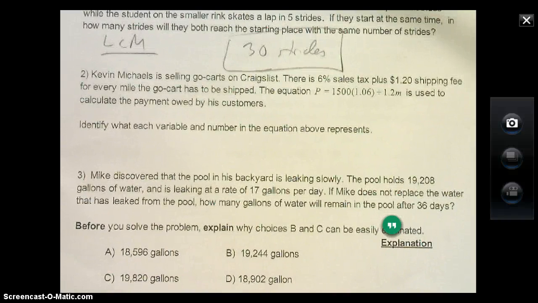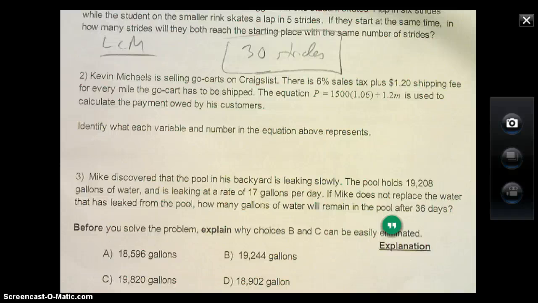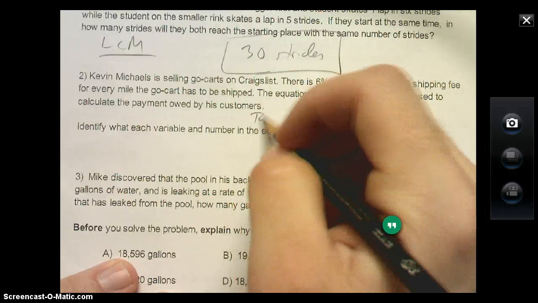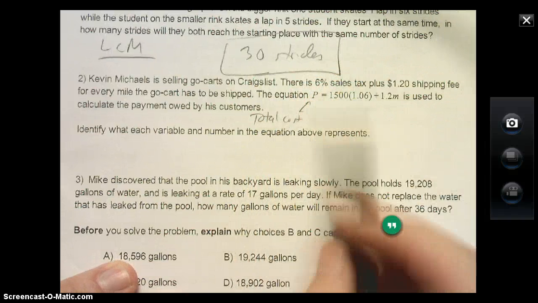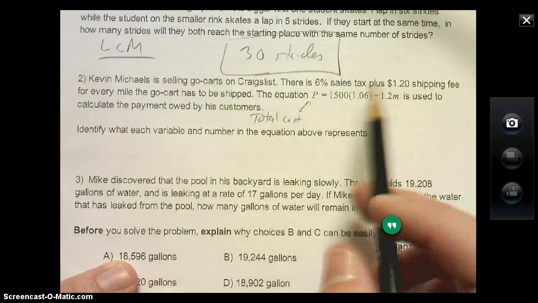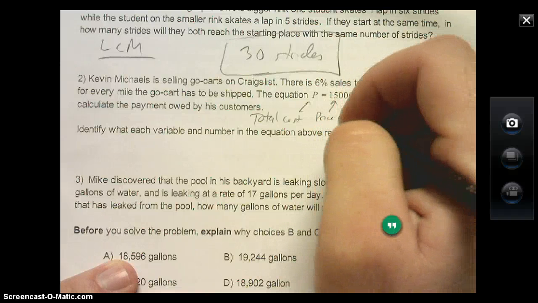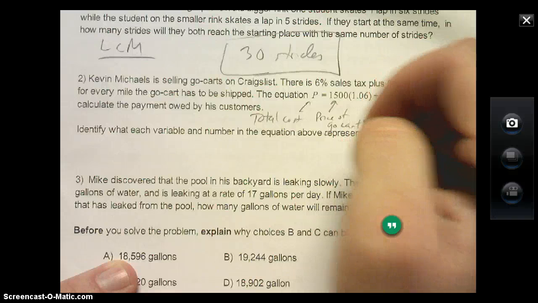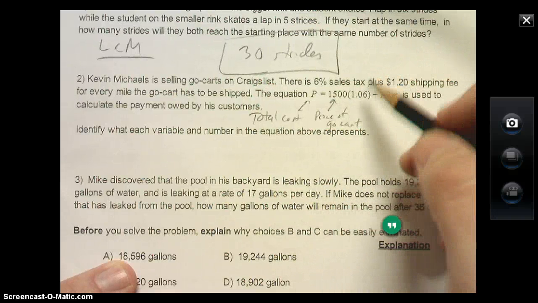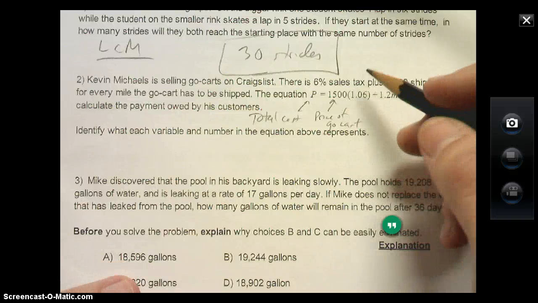Kevin Michaels is selling go-karts on Craigslist. There's a 6% sales tax plus a $1.20 shipping fee for every mile the go-kart has to be shipped. The equation P equals 1,500 times 1.06 plus 1.2M is used to calculate the payment owed by its customers. Identify what each variable and number in the equation represents. Here, P is the total cost. P equals is what you're trying to find: how much am I totally spending for this Craigslist go-kart? 1,500 is a large number, that's the price of the go-kart. It makes sense it would cost $1,500.